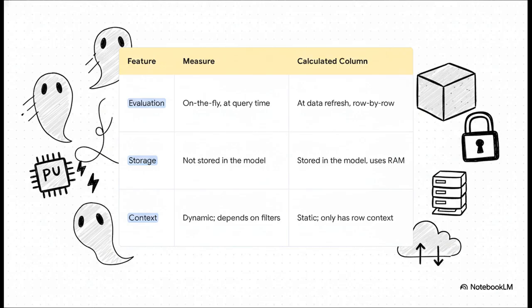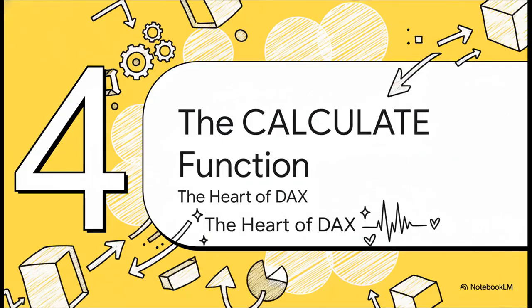A measure is basically a living, breathing formula that's calculated on the fly. It's lightweight, it's powerful, and it's the engine of any great interactive report. And you know, understanding measures and how they dynamically react to context leads us straight to the single most important, most powerful function in all of DAX. And I am not exaggerating when I say this. If you can truly master the CALCULATE function, you've pretty much mastered DAX.